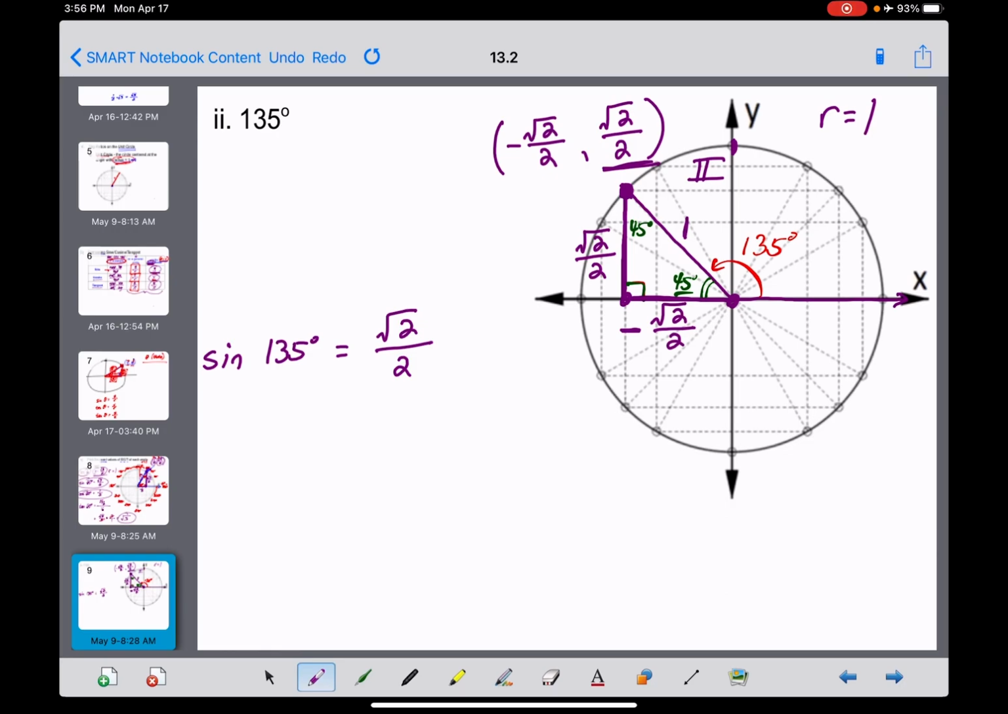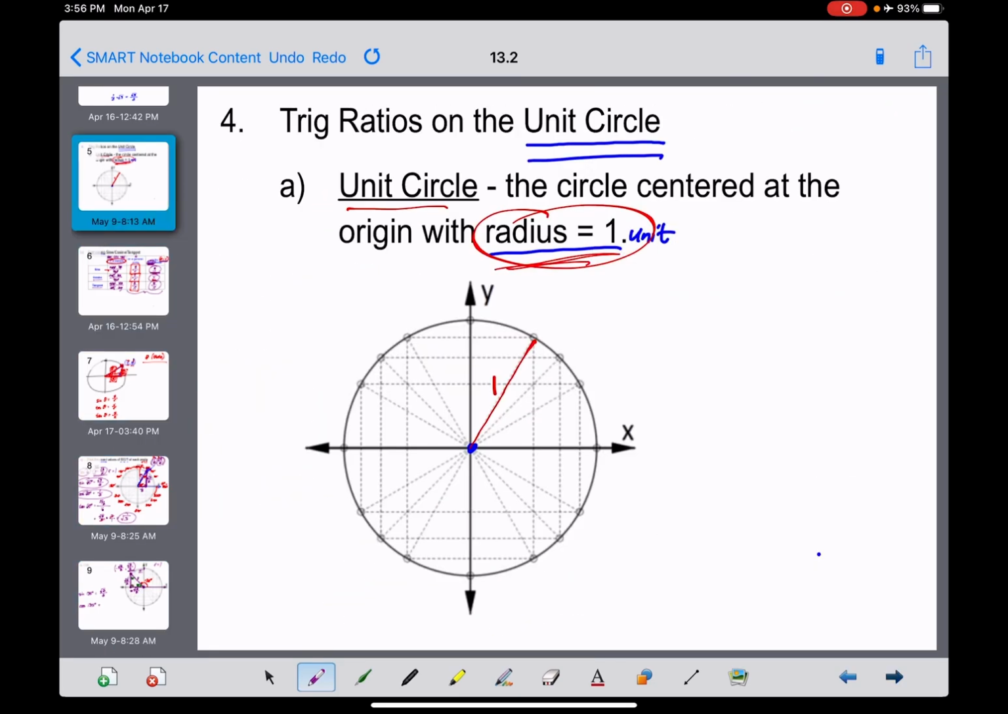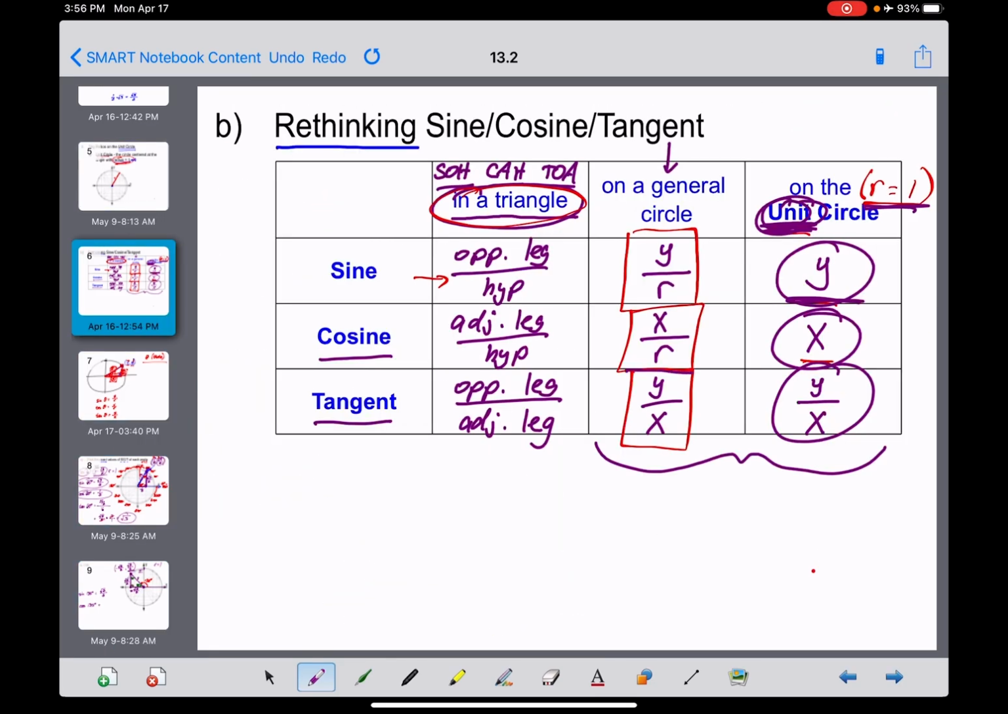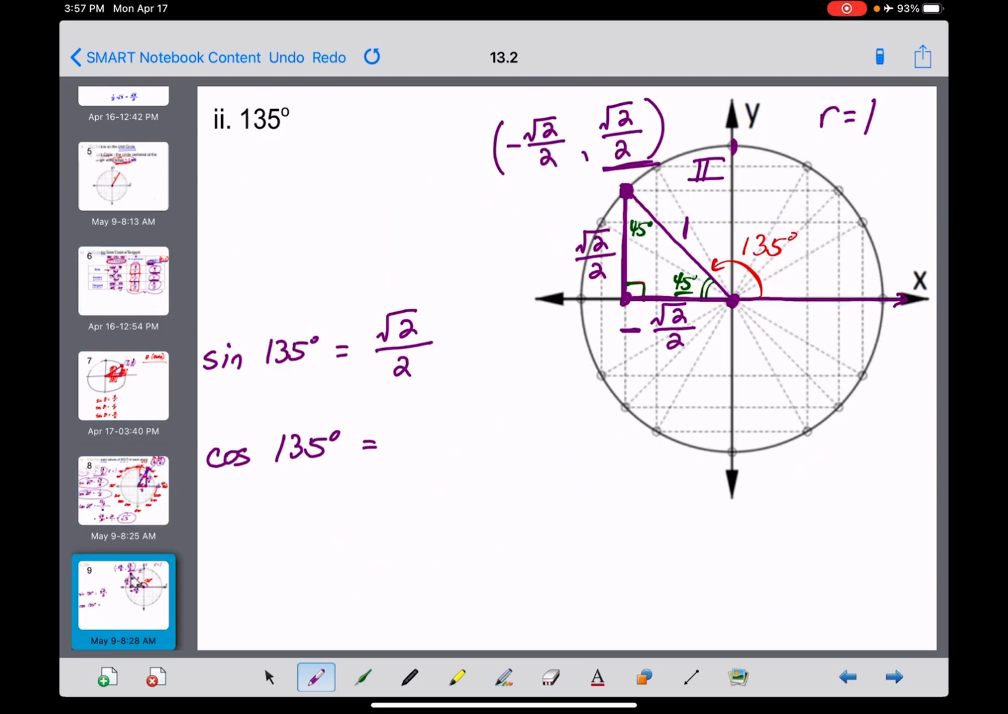Okay, something weird happens now. The cosine of 135 degrees. So let's go back to these new definitions again. There you go. Cosine is x over r, but if you're on the unit circle and radius is 1, then cosine is just your x-coordinate. So the x-coordinate here is given to us by this value, negative root 2 over 2. So this kind of opens up the door to the world of possibility here, guys, that trig ratios can be negative.